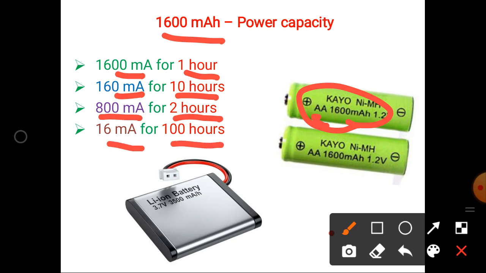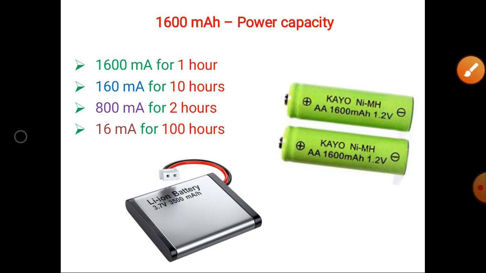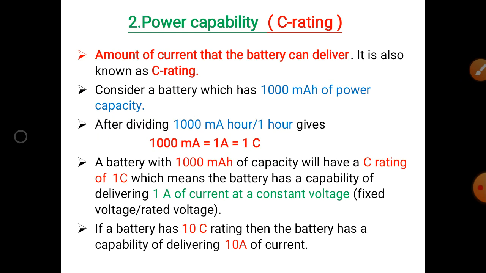So depending upon the current consumed by the load, the battery can be operated for a particular number of hours, right? Depending upon the load current, the battery stays alive for 1 hour, 2 hours or 100 hours, like that. And the next term, the second one, is nothing but the power capability or current rating or C rating of the battery.